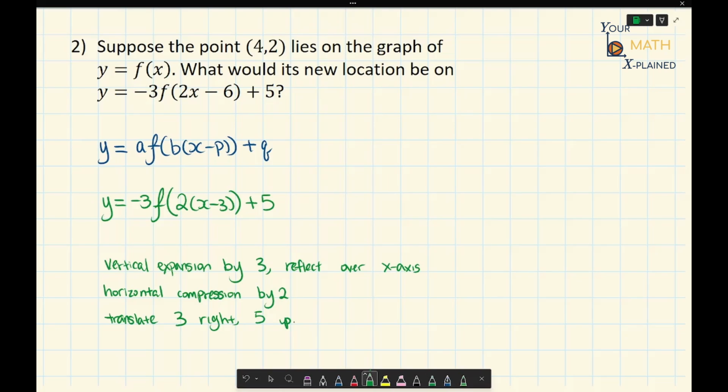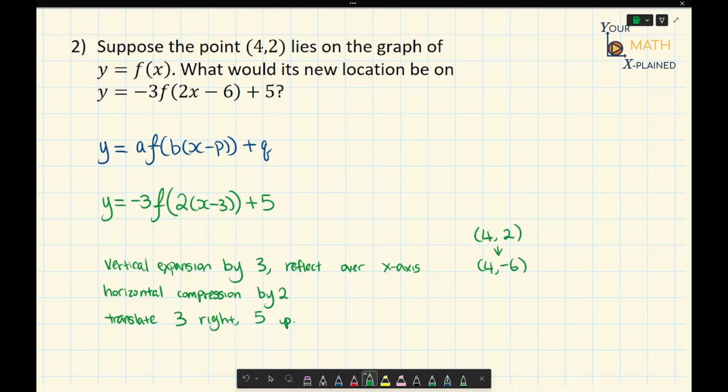So now that we have what the transformations are, we can go ahead and take our point (4, 2) and perform those transformations on it. So that means we're going to start with (4, 2). A vertical expansion by 3 is going to make it (4, 6), but then reflecting over the x-axis is going to result in (4, -6).